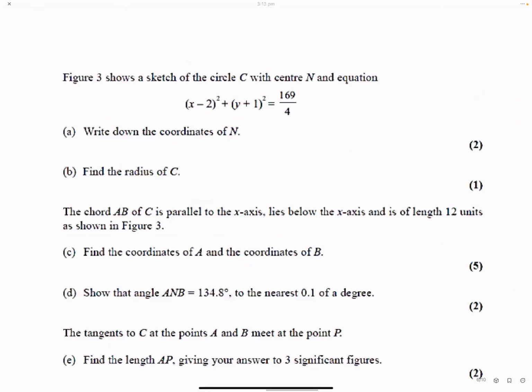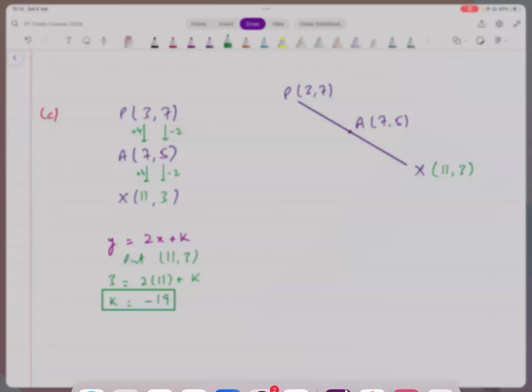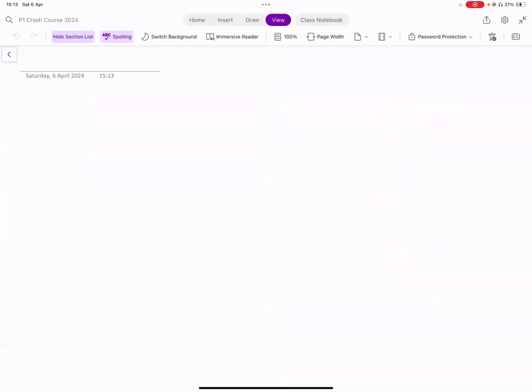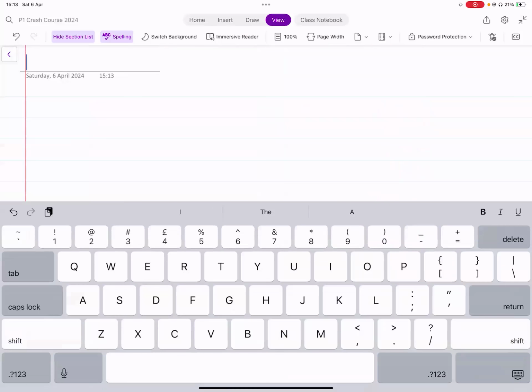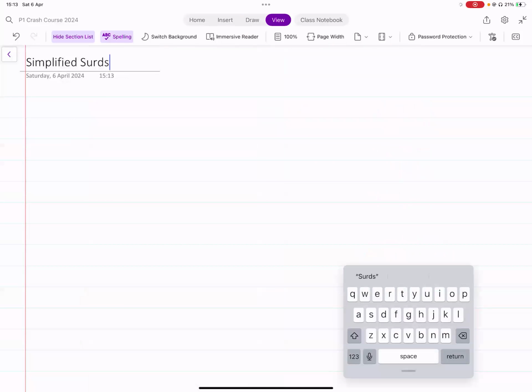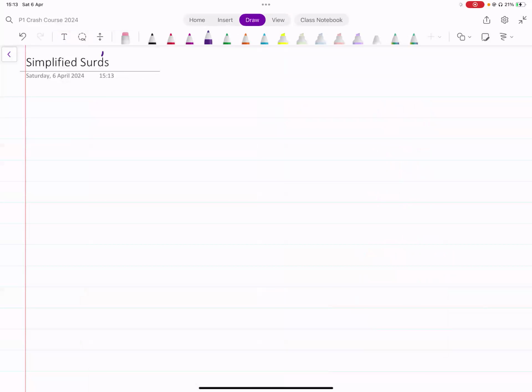Okay, by the way, there are some questions in which they would ask you to do something like this. Now, it's not specific to circle equations as such. It could come in some other topic as well. I just need to make sure that you understand this terminology. So sometimes they ask you to give your answer as simplified surds.